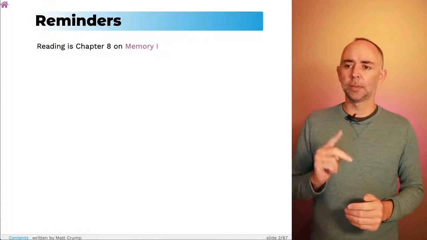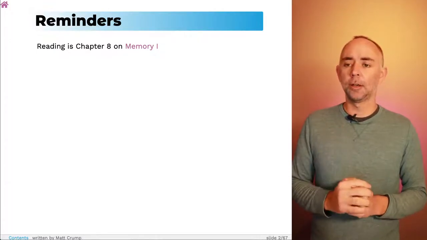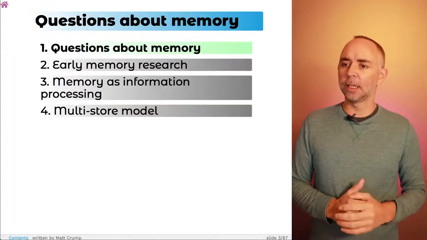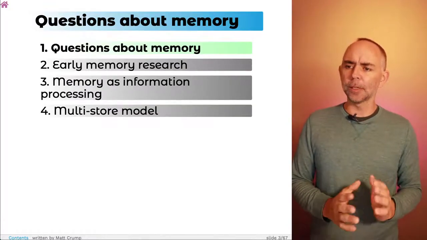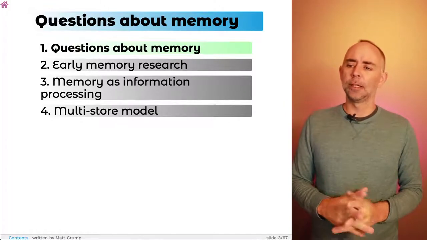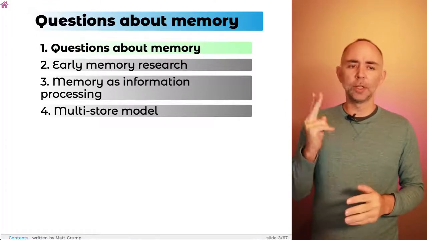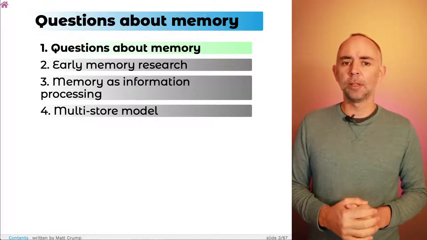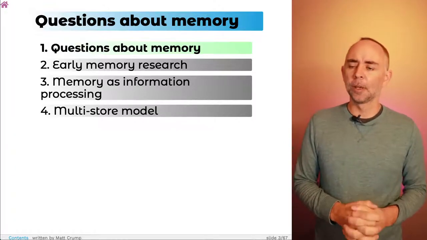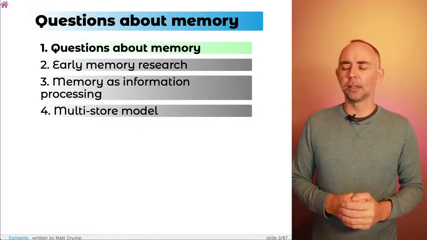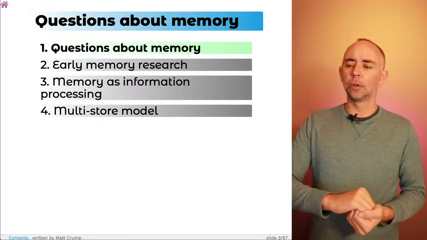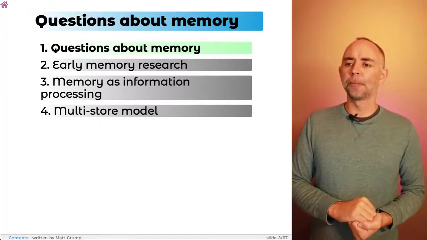This is part 1 of 2 on Memory 1, and we're going to cover some topics that were discussed in the chapter. Here's a basic layout of what we will do. In this part, we will do 1 and 2 here: questions about memory, which is really quick, and then we'll talk about some early memory research. In the second part, we're going to connect the information processing module to questions about human memory.